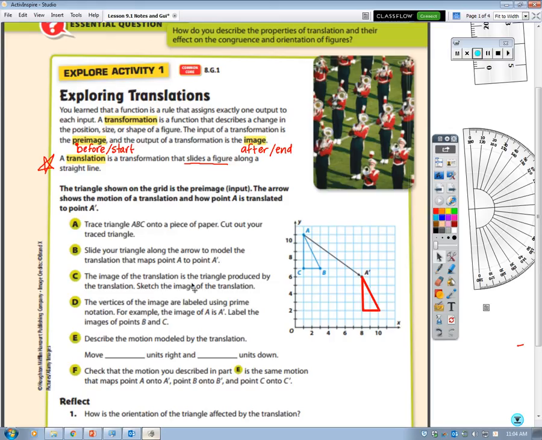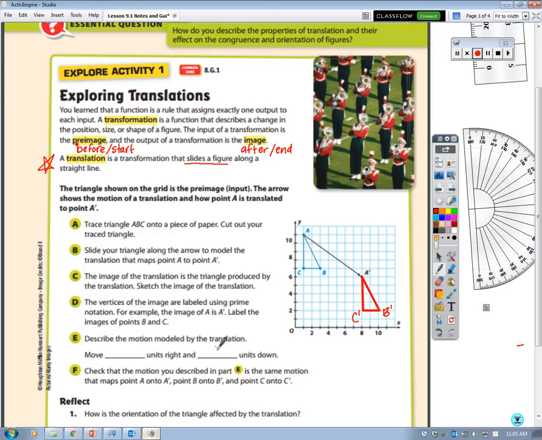Now, this is the image of the triangle produced by the translation. This is my pre-image, this is my image, and this was my translation. So we're going to sketch the image for the translation. You would cut out your piece of paper and then draw where that triangle is. The vertices of the image are labeled using prime notation. For example, the image of A is A prime. The image for B would be B prime. So here is B, this would be B prime, and here is C, and this would be C prime. So that indicates that this is our pre-image, our start, and this is our image, our end.